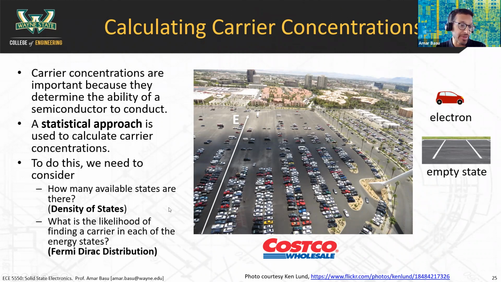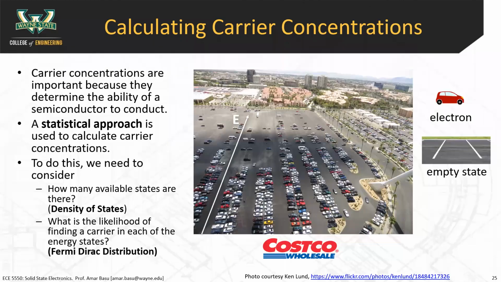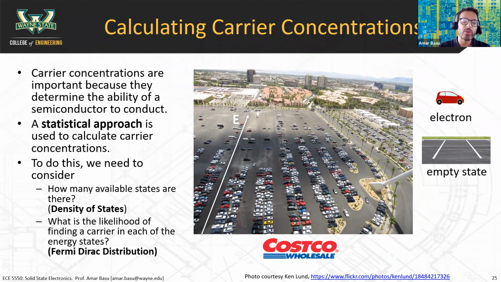We have to ask how many available states there are. That's the density of states. We're going to talk about that today. And then, what is the likelihood that that state is occupied? That's the Fermi-Dirac distribution, which we talked about already. So we ask these questions sequentially. If there are available states, then we can use the Fermi-Dirac function. But if there are no available states, then the Fermi-Dirac function holds no weight. Hang with me here, Melvin. We will get to that today.